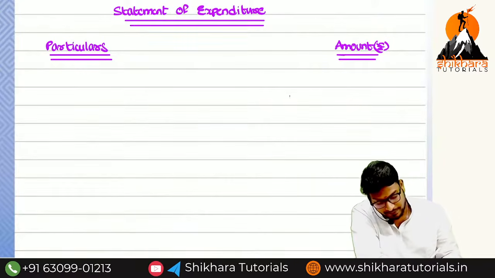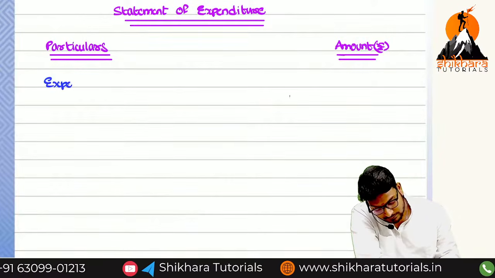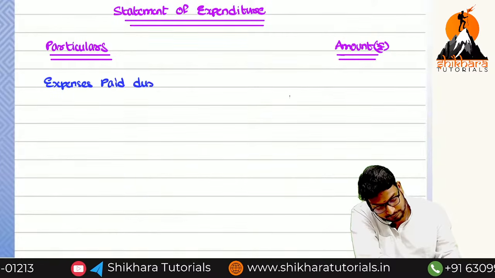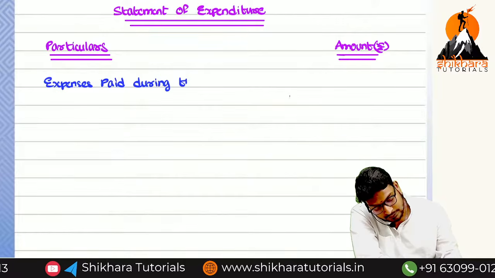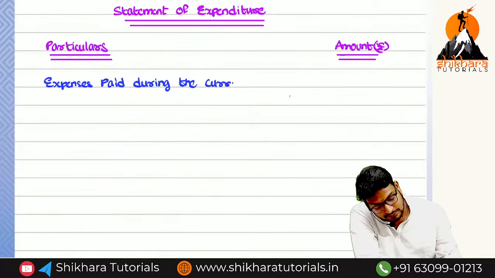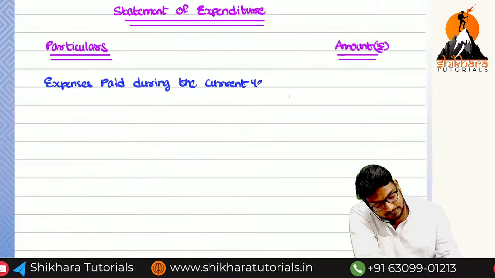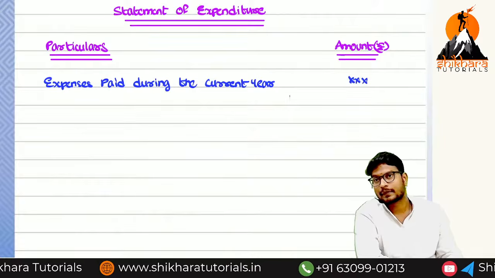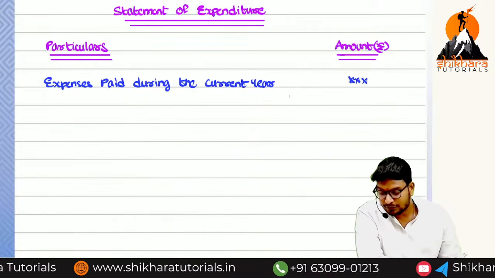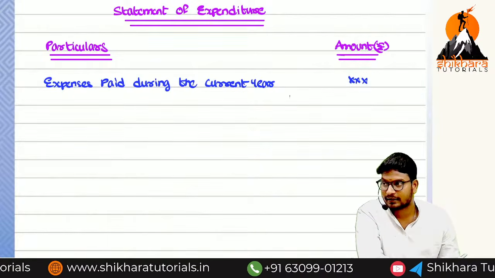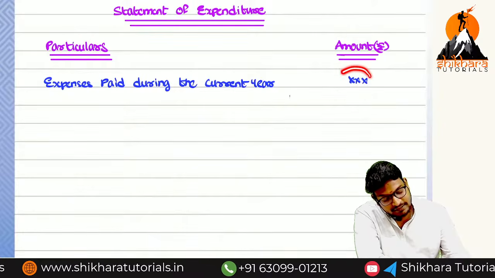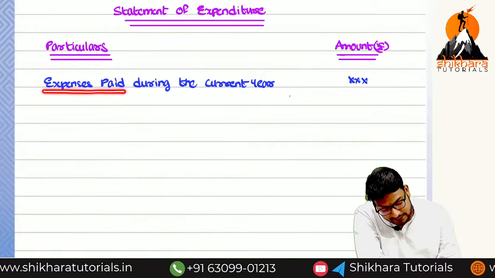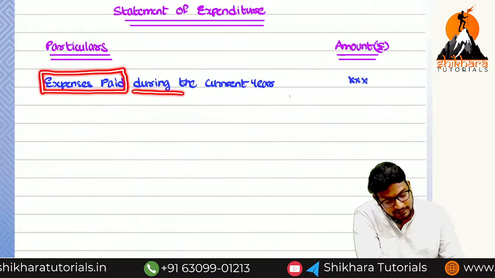Okay, ma? Expenses paid during the current year. For this one, what we are going to do, ma? Outstanding expenditure of the current year will be included in this expenditure or will not be included? Will not be included. So this is expenses paid or not paid? Paid during the current year.